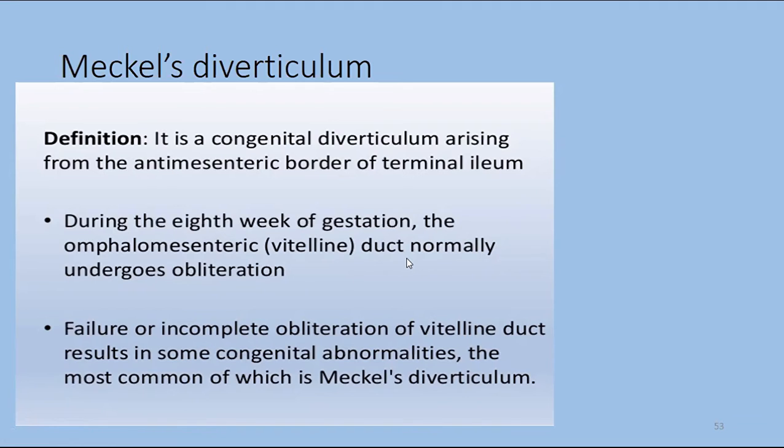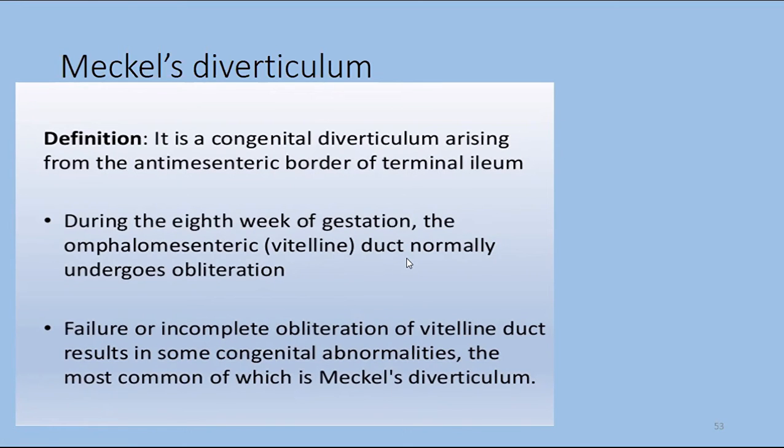So during the 8th week of gestation, the omphalomesenteric or the vitelline duct normally undergoes obliteration. The vitelline duct during the early parts of your fetal development is the one that connects the developing embryologic gut to the yolk sac. It's the vitelline duct that connects it for nourishment.